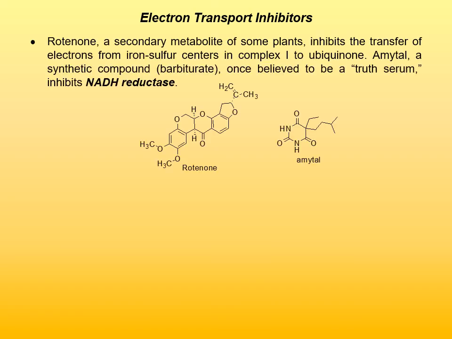And finally, we will look at a few electron transport chain inhibitors. There are a number of specific inhibitors of the electron transport process. When electron transport is inhibited, oxygen consumption is either reduced or eliminated. And so here are some of the inhibitors. Rotenone is a secondary metabolite of some plants. It inhibits transfer of electrons from iron-sulfur centers in complex 1 to ubiquinone. Another inhibitor of complex 1 is amytal. It's a synthetic compound, a barbiturate, and it inhibits NADH reductase.